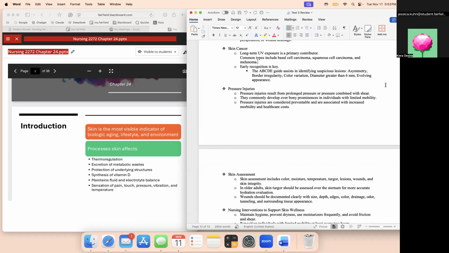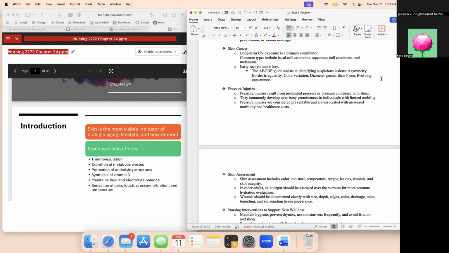The most common types are basal cell carcinoma, squamous cell carcinoma, and melanoma. The early recognition is really the key to not surviving, but removing and mitigating this type of cancer. It is very much survivable, and most people go into remission as long as it's caught before it metastasizes.